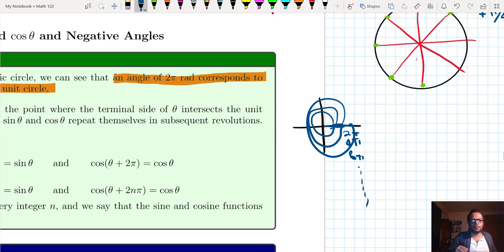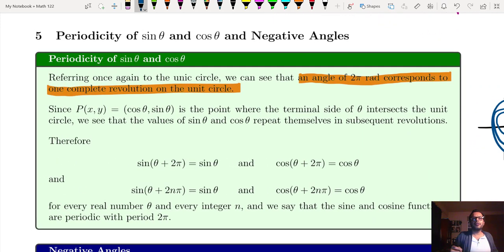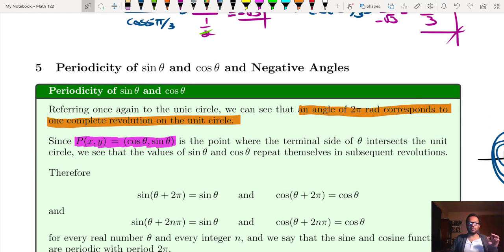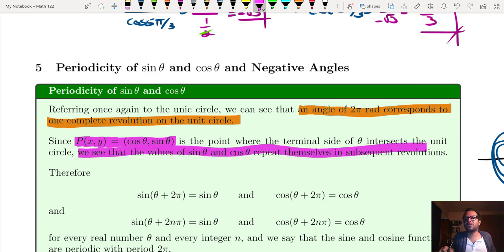Now, recall from the unit circle the points x, y that we got from it. We're going to use this a little bit. Those important points on the unit circle are of the form cosine and sine, right? But we see that these values of sine and cosine repeat themselves depending on the number of revolutions they do.